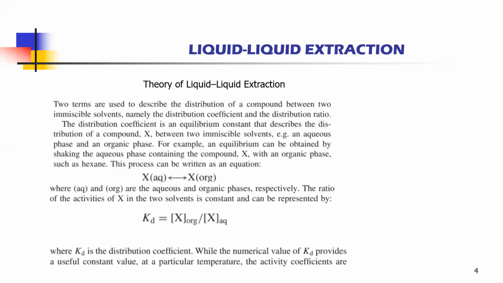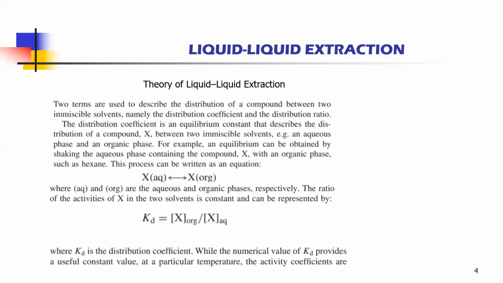Let us talk about how we are going to apply the theory of liquid-liquid extraction and derive some terms so that we can relate the concentrations obtained after extraction, how much amount is left unextracted, and what the efficiency is. Two terms are used to describe the distribution of compounds between two immiscible solvents, namely the distribution coefficient and the distribution ratio. The distribution coefficient is similar to the partition coefficient we discussed in chromatography. The distribution coefficient is an equilibrium constant that describes the distribution of compound X between two immiscible solvents.